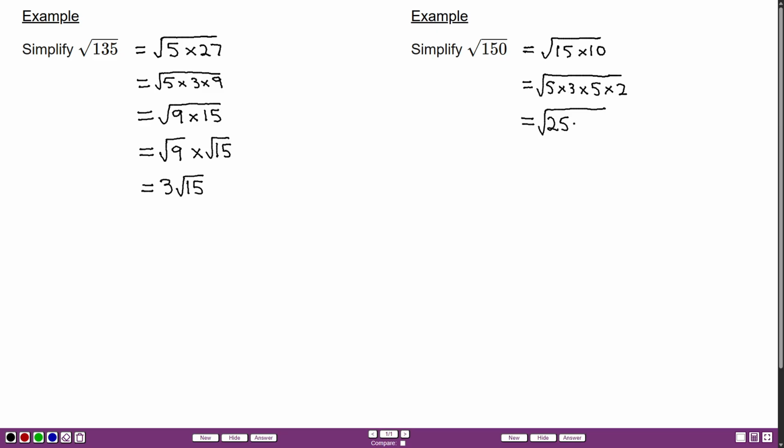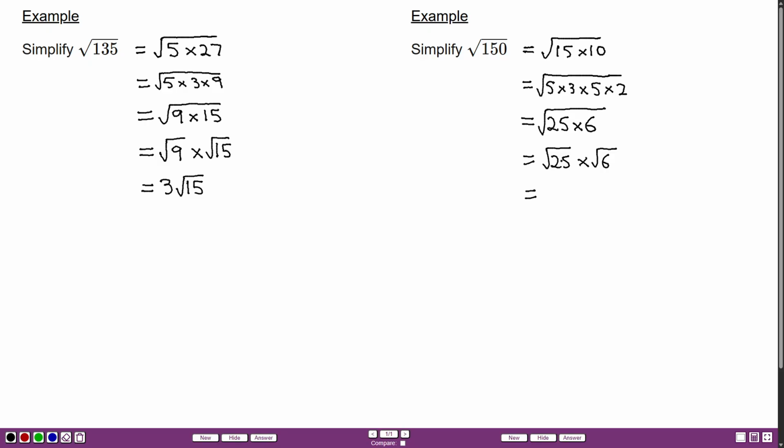And then the 3 and the 2 don't give me a square number, so I'm just going to write them as 3 times 2, which is 6. And then break it down into two square roots. So the square root of 25 times by the square root of 6. Again, when you get good at this, you'll probably not bother with this step.